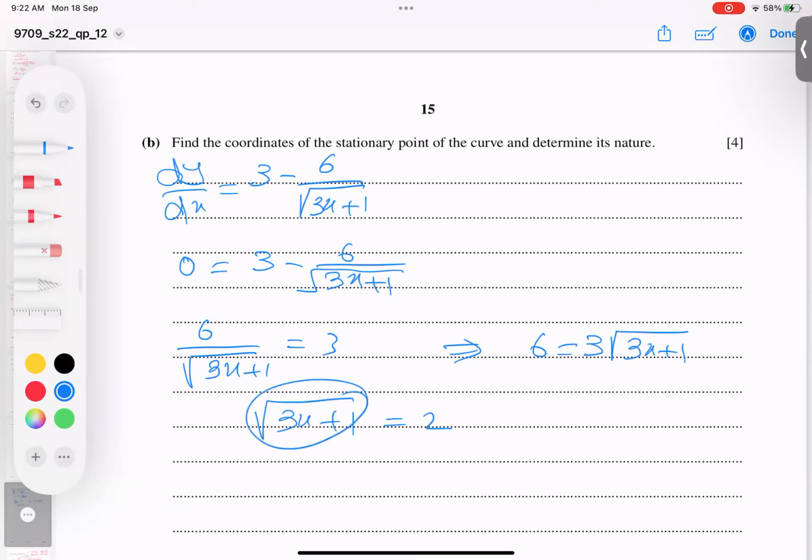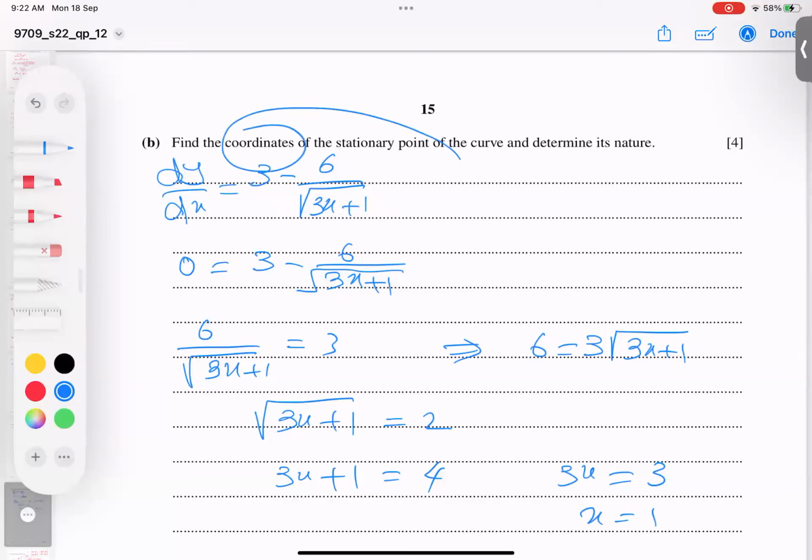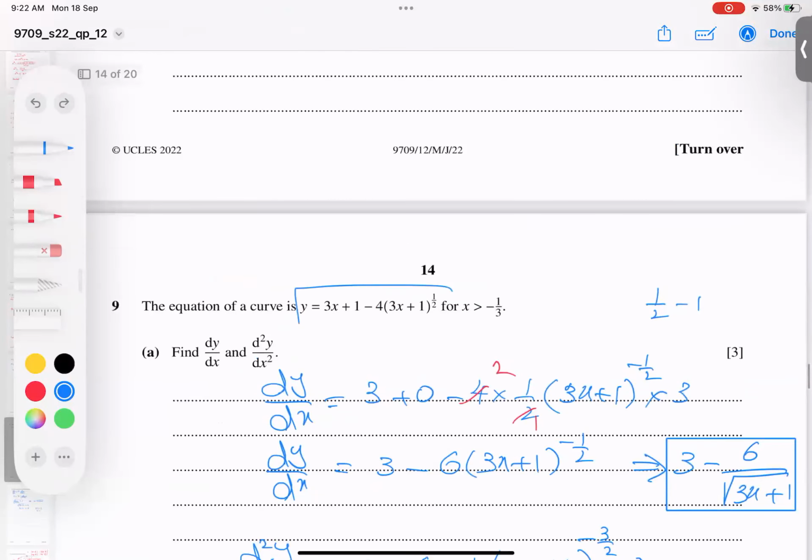How to remove the root? Squaring both sides. So I got 3x plus 1 equal to 4. After that, 1 will go there, 3x equals 3, and x becomes 1. So the stationary point x coordinate becomes 1, but he is asking for the y coordinate too. So this value of 1, I'm going to plug into the top equation. When I'm putting it here, 3 times 1 plus 1 minus 4, and in the bracket, 3 times 1 plus 1, whole power half.